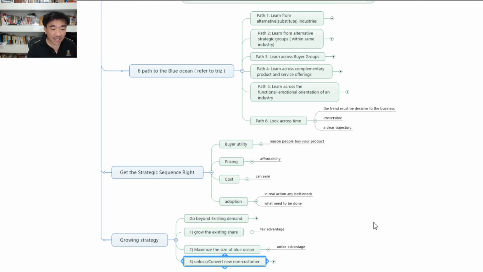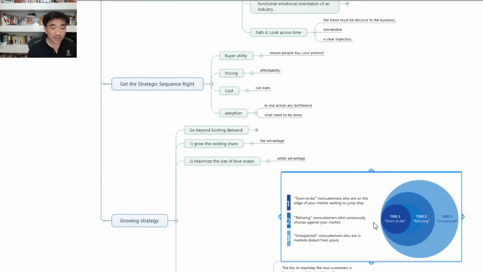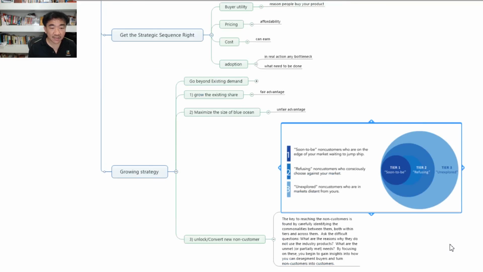And the third one is to unlock or convert non-customers into your new customers. In this book, they're saying that it's very important in the process of creating a blue ocean to be able to convert a non-customer to your customer. In order to do this, you need to understand that there are 3 tiers of non-customers. Tier 1, soon to be: they just don't know you, or they know you but need a certain trigger, and then they will become your customer.